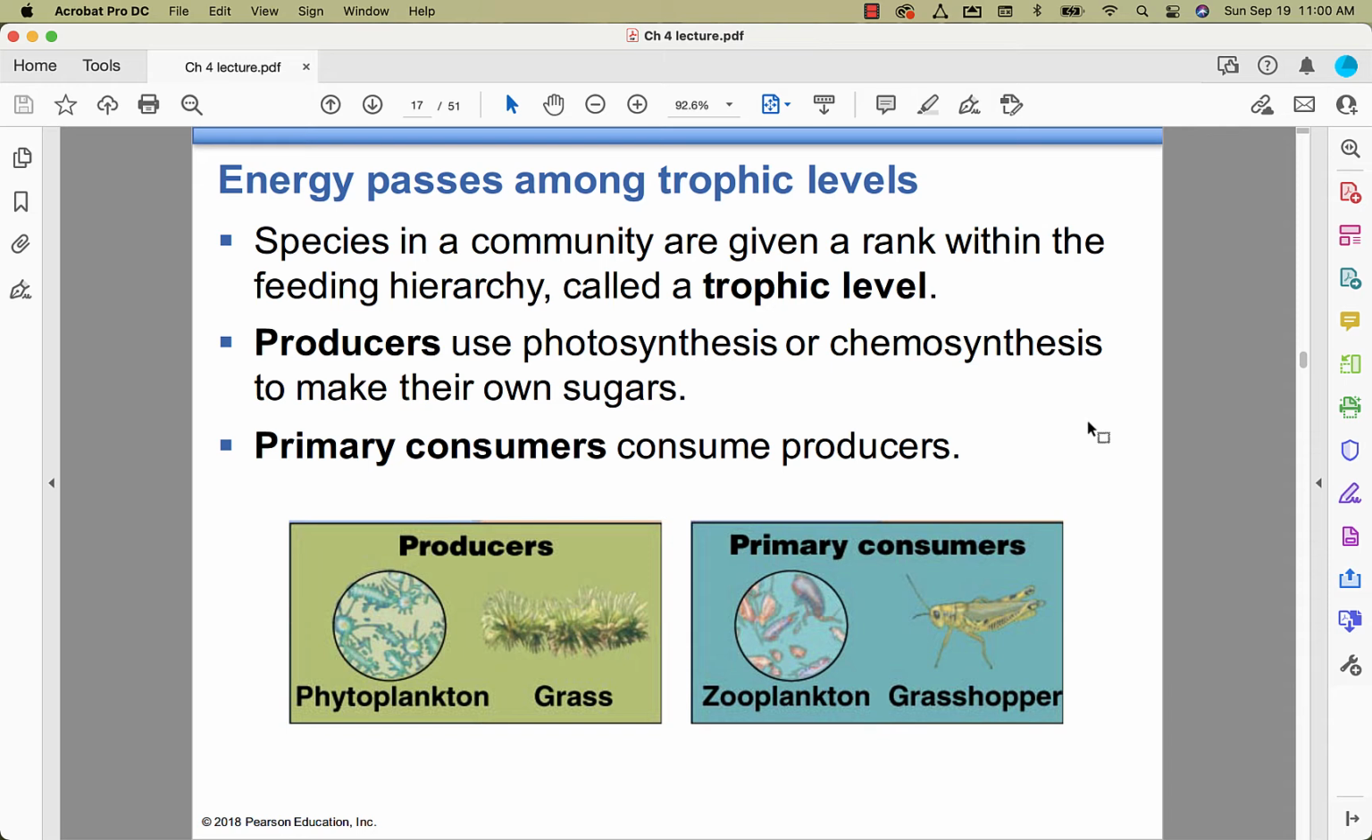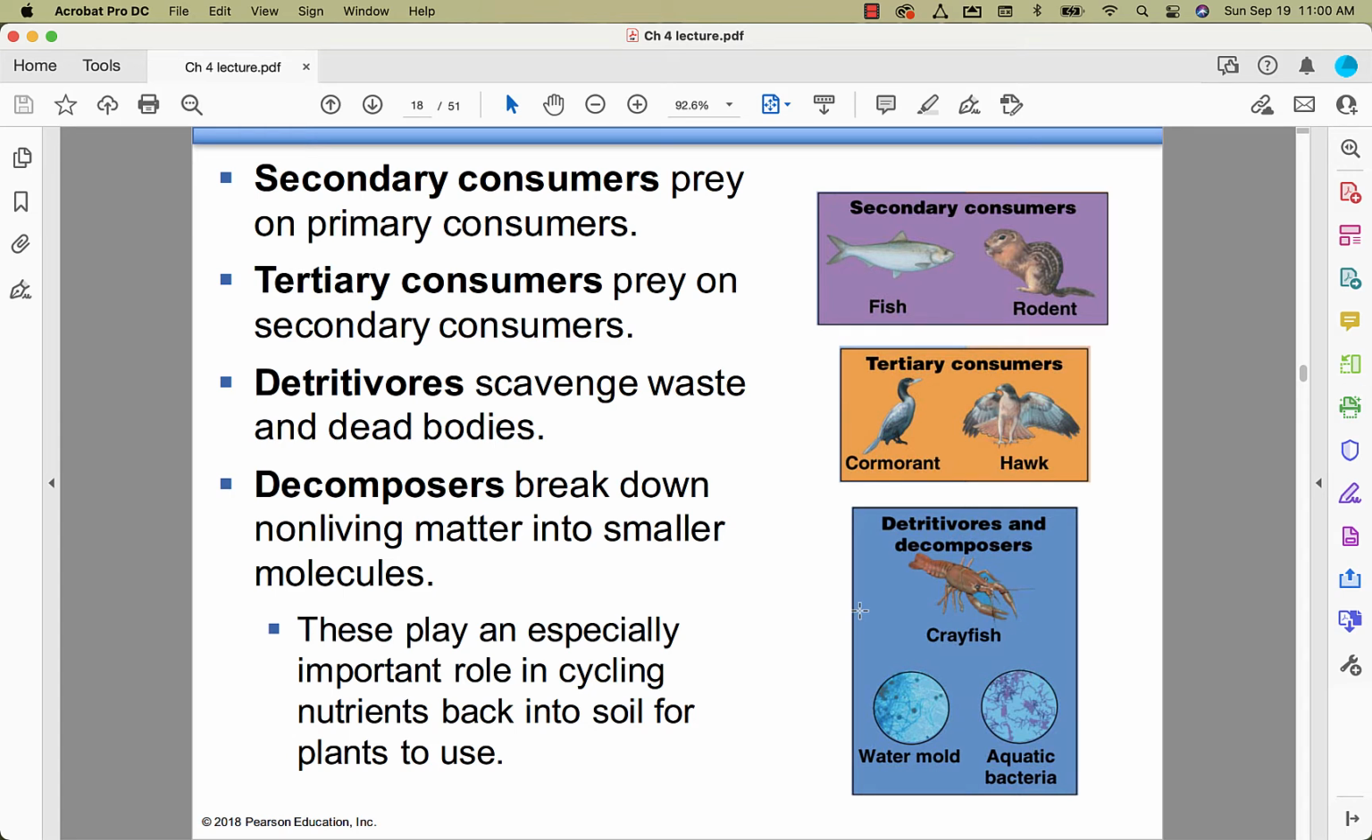They consume producers. Now, the pictures here in the text give you an aquatic feeding relationship on the left-hand side, and a terrestrial one on the right-hand side. So phytoplankton are the aquatic producers. The primary consumers, the things that eat the phytoplankton, are the zooplankton. The grass is the producer in the terrestrial example, and the grasshopper is the primary consumer that eats the grass. Secondary consumers prey on primary consumers. And then tertiary consumers prey on secondary consumers. So you see what we're working on here.